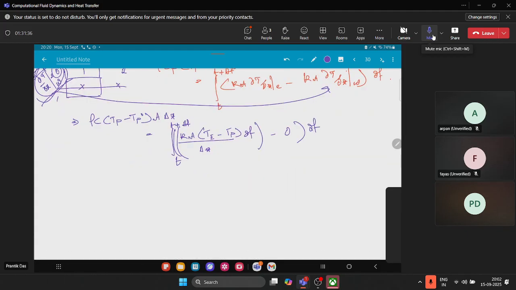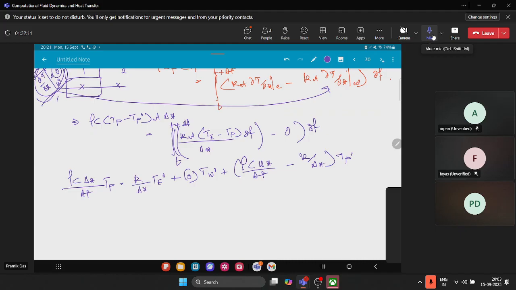Just trying to introduce some variations in the problem. So rho Cp delta x by delta t, Tp equals k by delta x, Te naught, and then Tw naught plus rho C delta x by delta t minus T of delta x Tp naught. Okay.